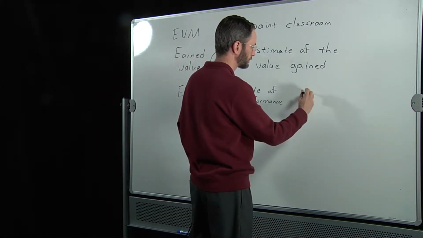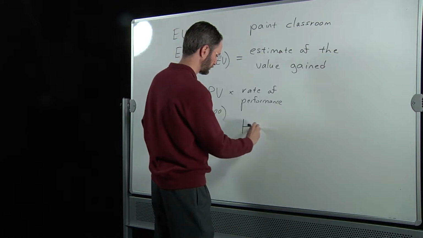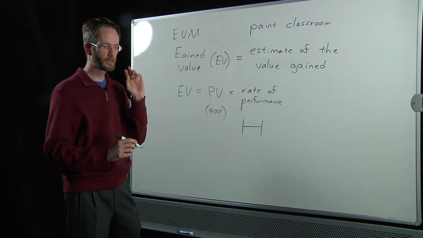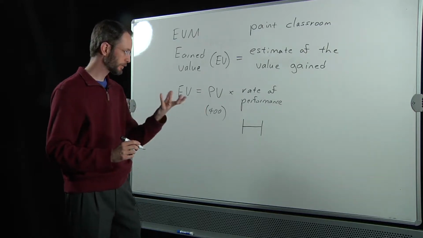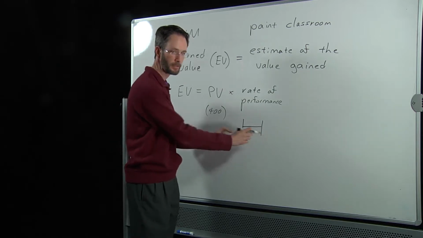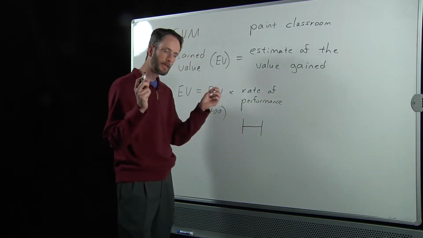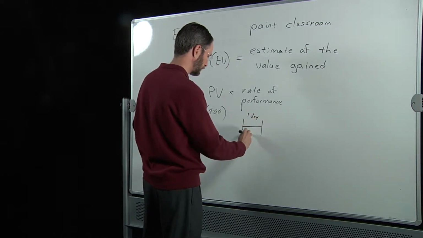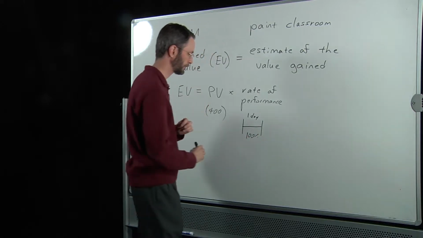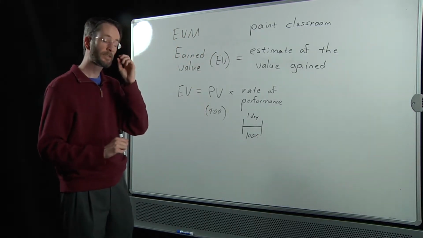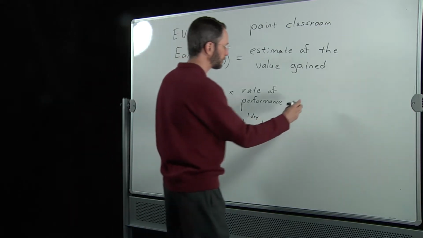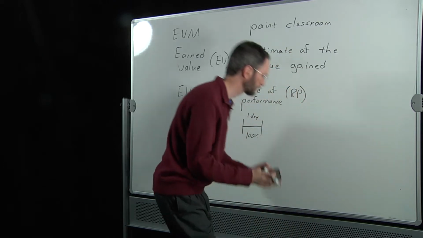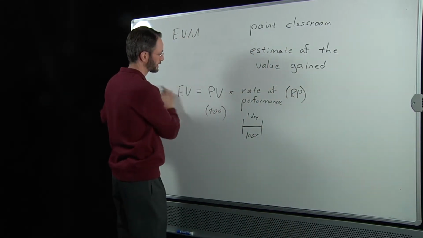Let's pretend that we planned for it to take 1 day to paint this room. We hired, for example, Mark, maybe a student, to paint the room, and we said it should take you 1 day to do it. So in one day, he should have 100% of the work done. Let's say it took him 2 days to do it. So the rate of performance, or RP, is actually going to be quite different. Let me erase this and explain it in greater detail.